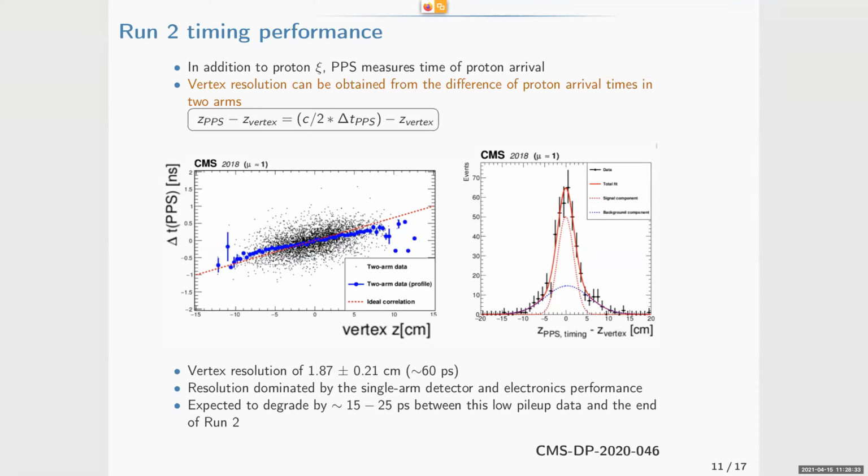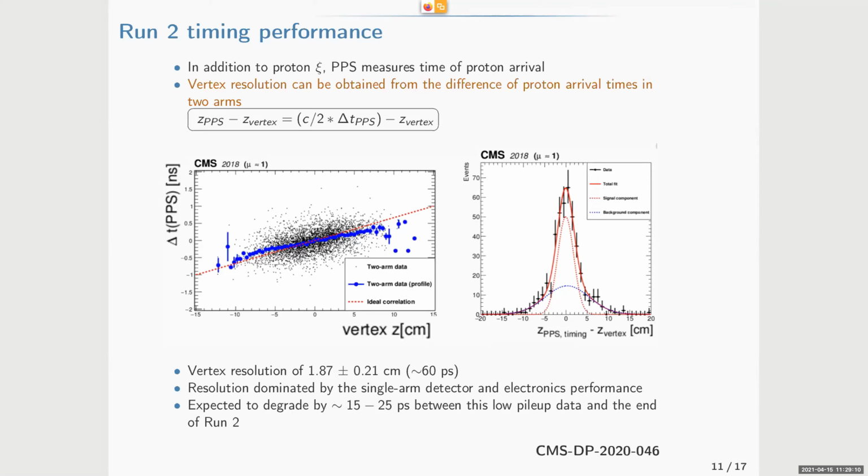What we do next, as I mentioned, is estimate the resolution. We combine those variables, plot this one-dimensional plot, and extract the resolution by fitting two distributions, one for the signal component and one for the background component. This results in a vertex resolution of 1.87 centimeters, which if you divide it by the speed of light is about 60 picoseconds. We see that the resolution is dominated by the single-arm detector and electronics.